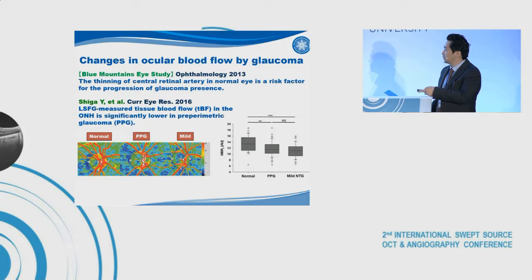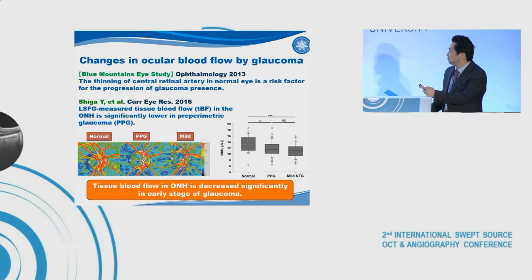So these are laser speckle flowgraphy images in the optic nerve. We can measure the tissue blood flow like this. This is the quantitative data we found: even in preperimetric glaucoma, the ocular blood flow is already decreasing like this. So tissue blood flow in the optic nerve head decreased significantly in the early stage of glaucoma.